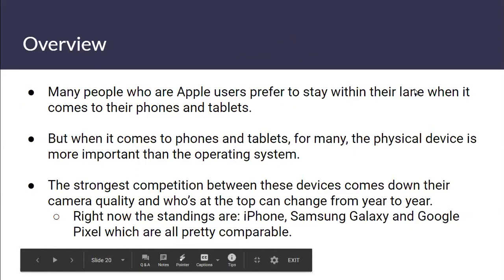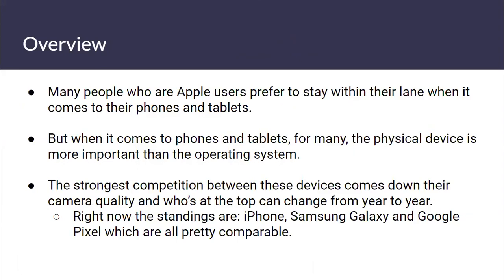The overview. Many people who are Apple users prefer to stay within their lane when it comes to phones and tablets. But for many, the physical device is more important than the operating system, which means that having the device is more important to some people than deciding on which OS to use. The strongest competition between these devices comes down to their camera quality, and who is at the top can change from year to year. Right now, the standings are iPhone, Samsung Galaxy, and Google Pixel, which are all pretty comparable.